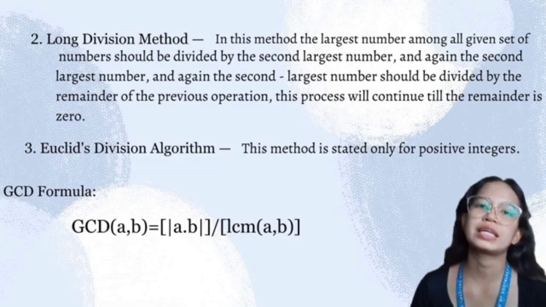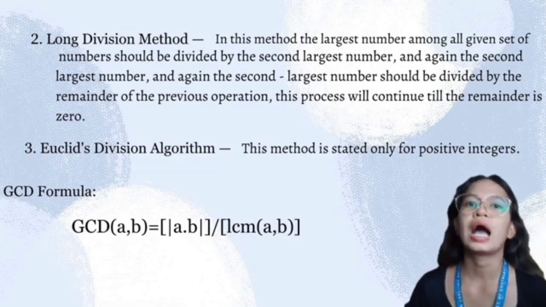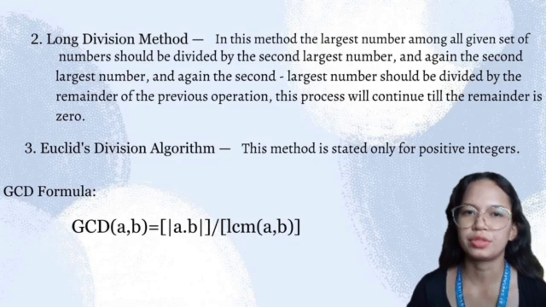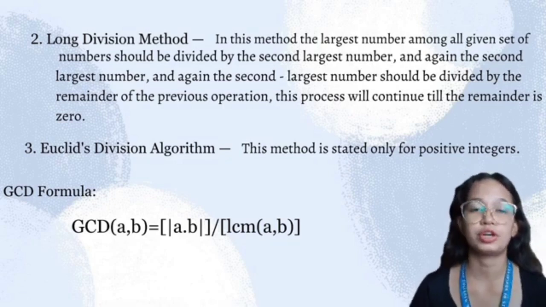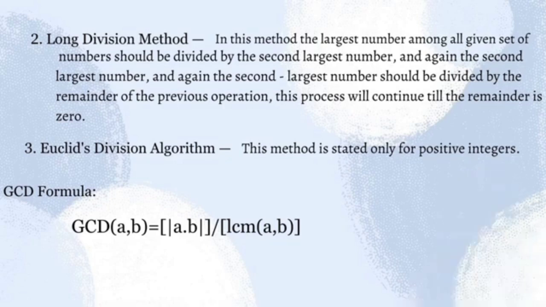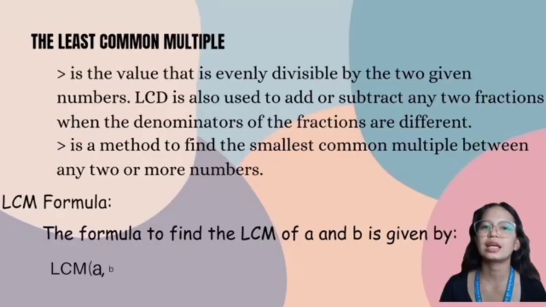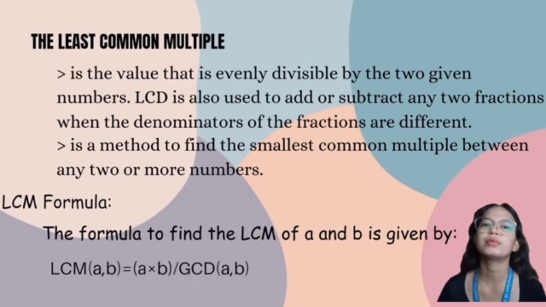The third method is Euclid's division algorithm. This method is stated only for positive integers. This is the GCD formula. If A and B are any numbers, then the greatest common divisor of A and B can be given by the formula below. The last topic is the least common multiple.